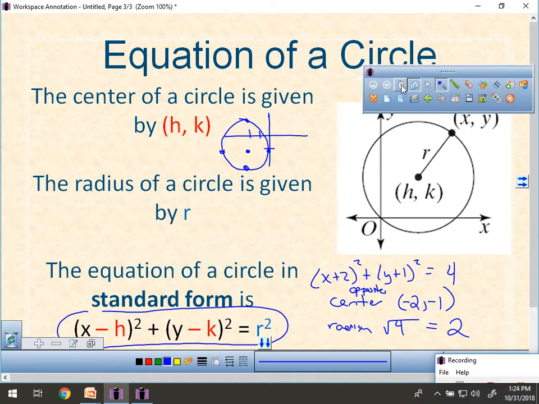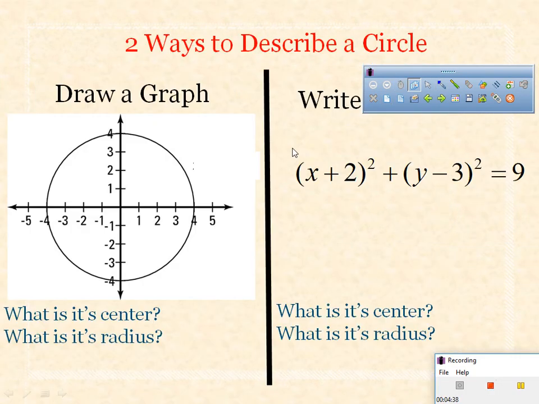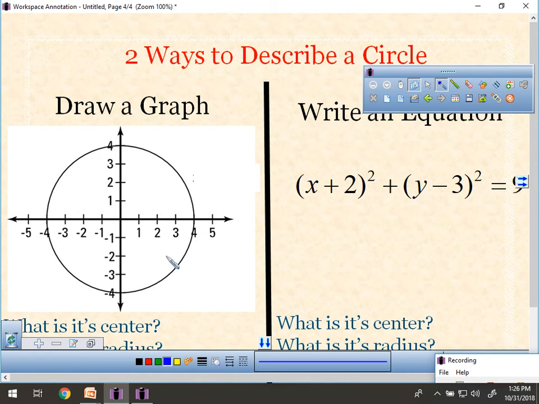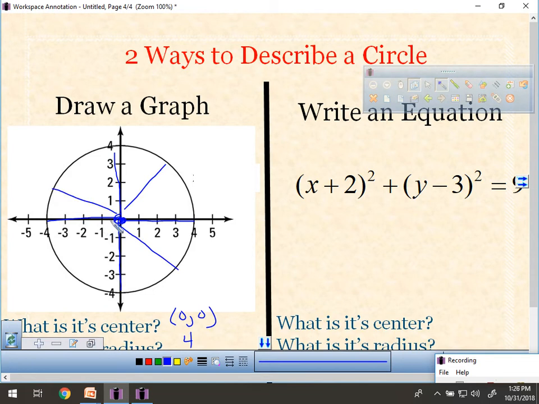So, case in point, if you take a look at these two examples, it says two ways to describe a graph. You can draw the graph, which is like here, and the first question says, well, what's the center? Can you look at this graph and tell me what the center is of this circle? It's 0, 0. Can you also tell me what the radius is? It's 4. Keep in mind the radius is always a positive number, but if you notice, it's 4 in every direction.